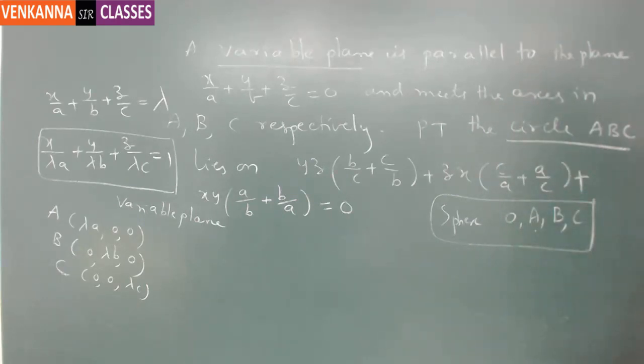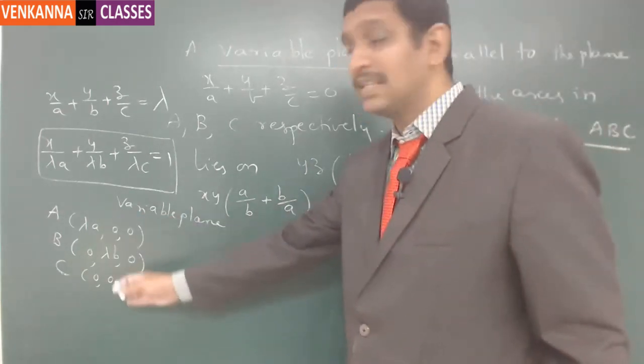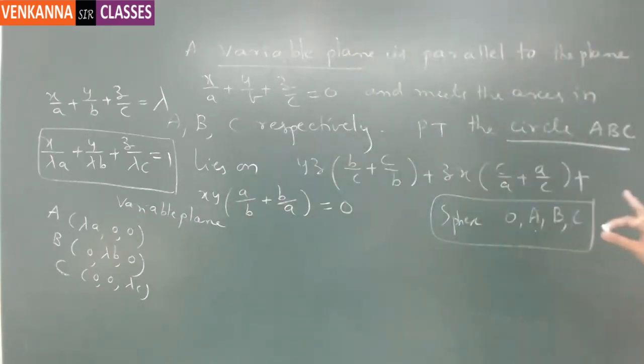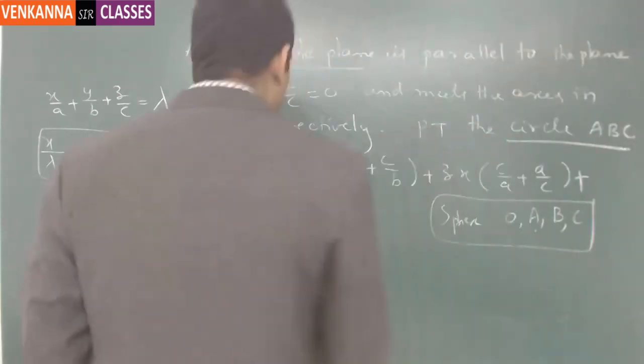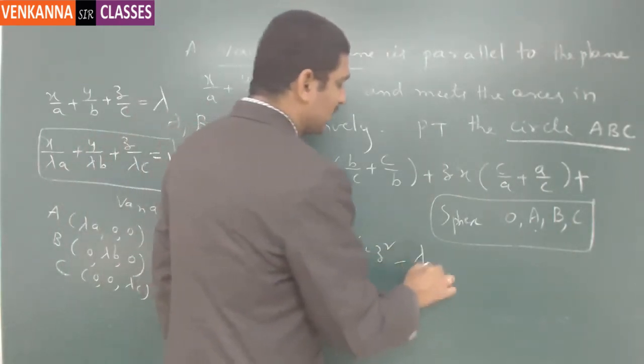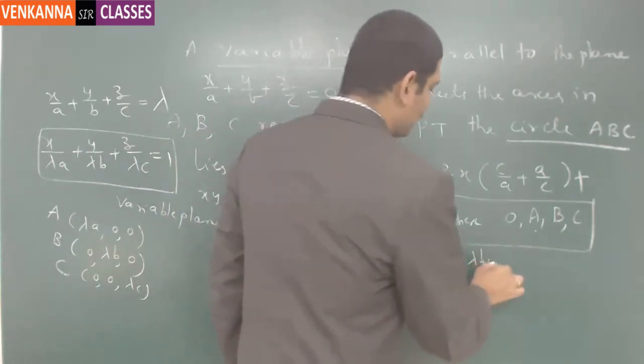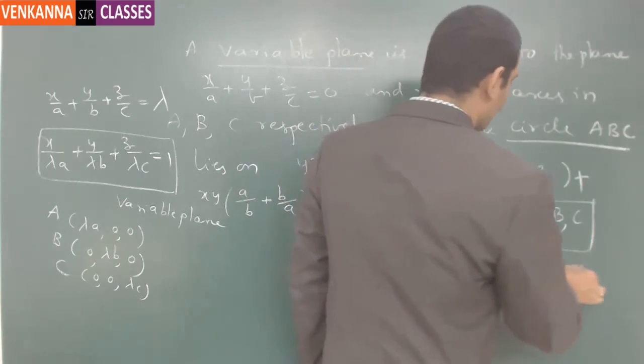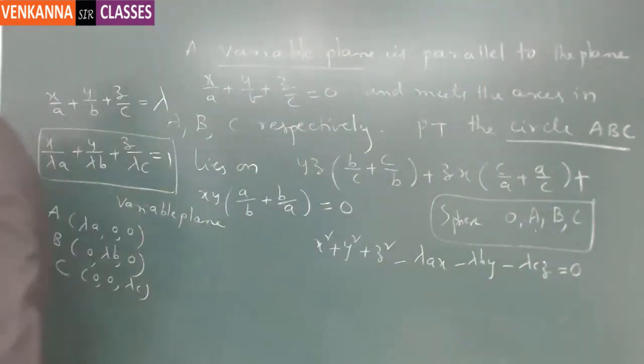So straight away what happens, whenever the intercepts are there and the origin is there, I have given a general notation of this sphere formula. The sphere equation is nothing but x square plus y square plus z square minus lambda ax minus lambda by minus lambda cz equal to 0. Can you imagine the form? Right. Now here my intention is I want to eliminate lambda here.